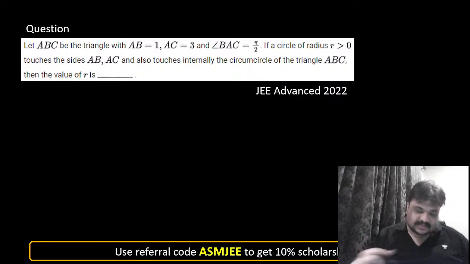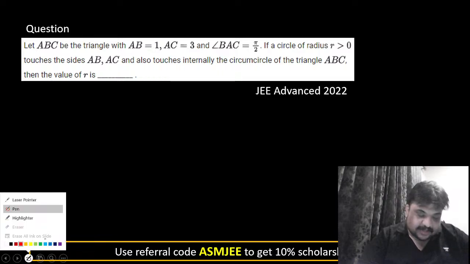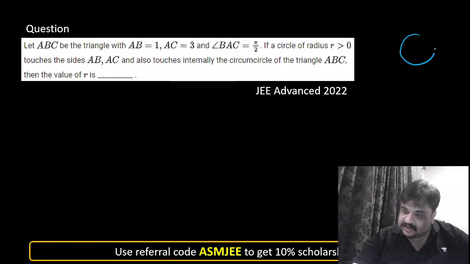Internally touching means this. There are two types of possibilities when a circle touches another circle. This is internal and this is external.